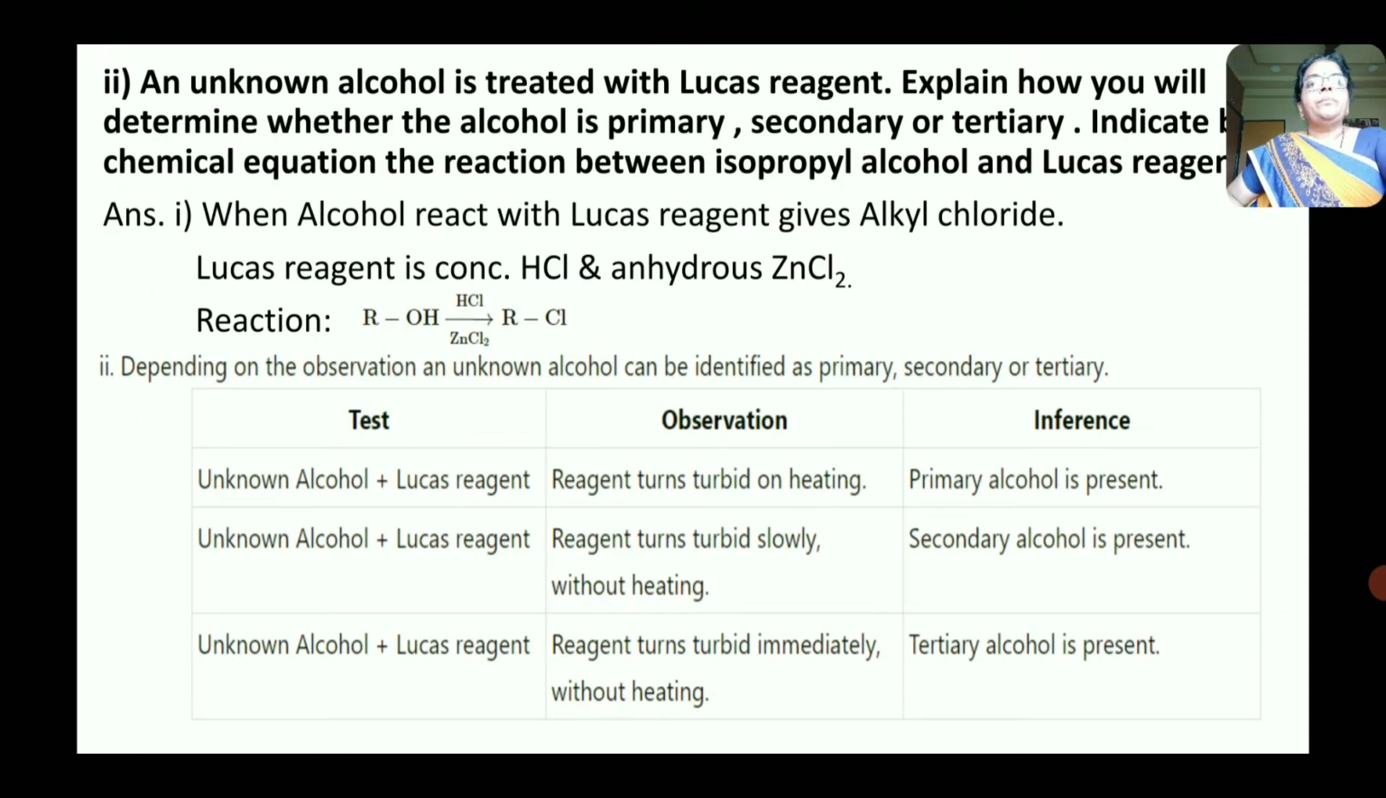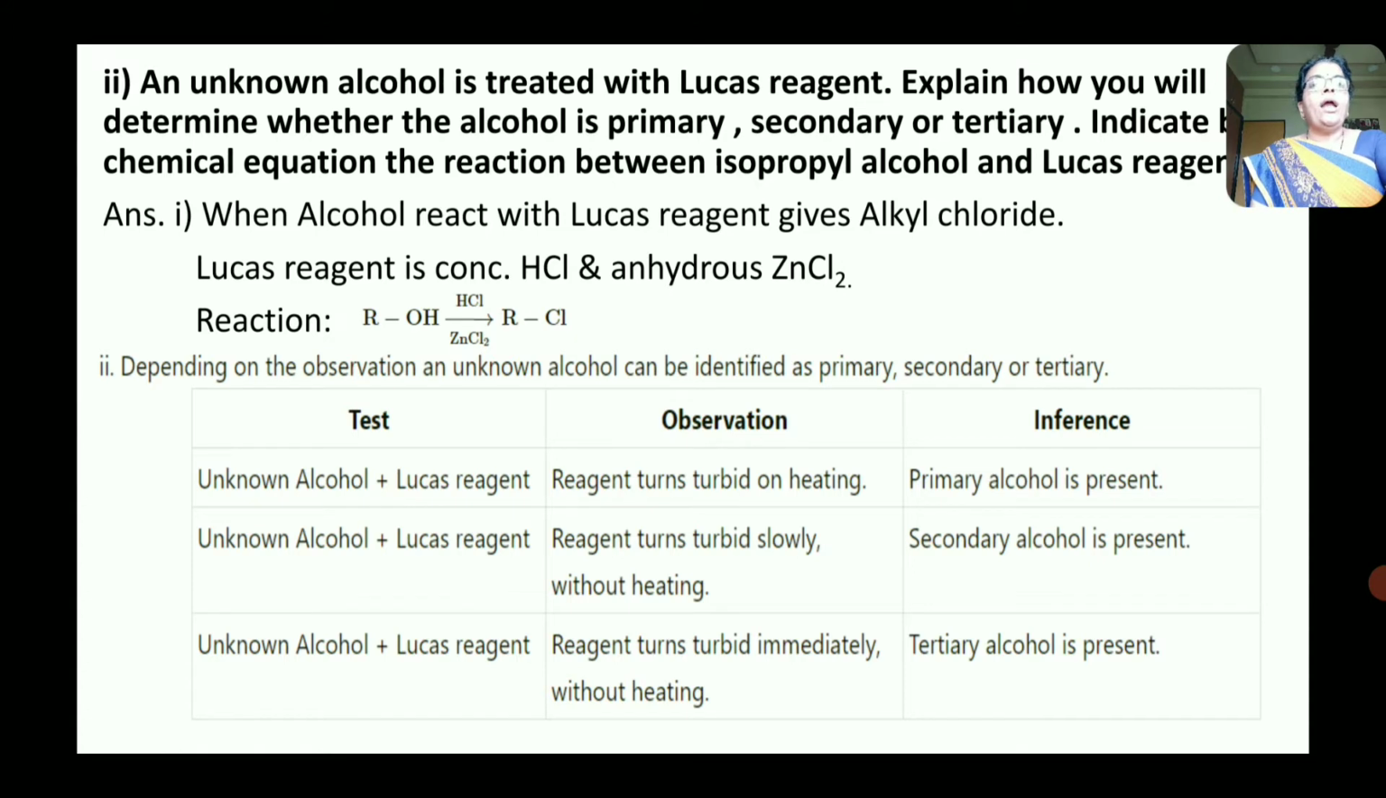Now second question, an unknown alcohol is treated with Lucas reagent. Explain how you will determine whether the alcohol is primary, secondary or tertiary. Indicate this using chemical equation and the reaction between isopropyl alcohol and Lucas reagent. Now here Lucas reagent is nothing but a mixture of concentrated HCl and anhydrous zinc chloride.